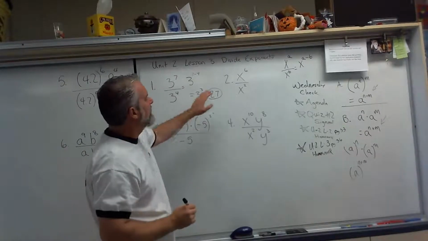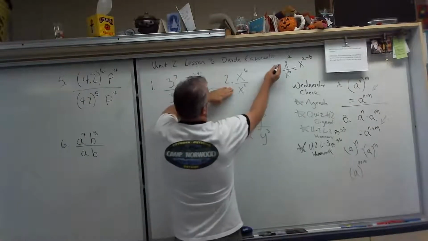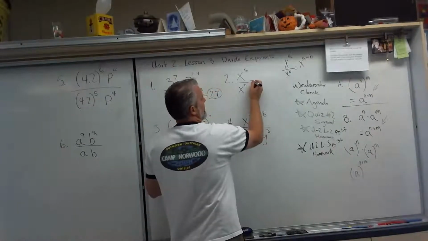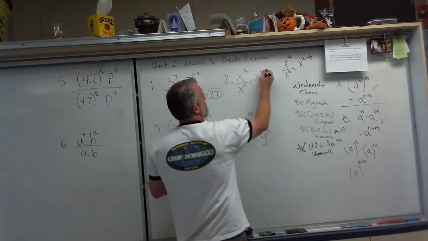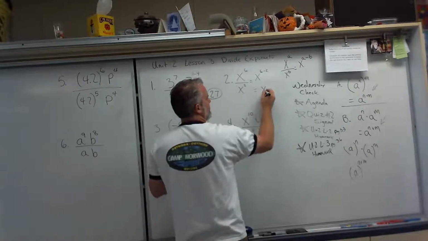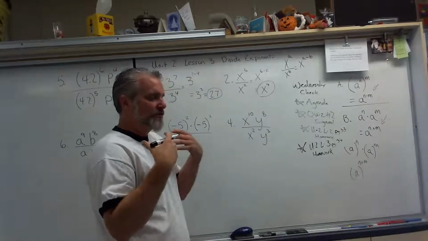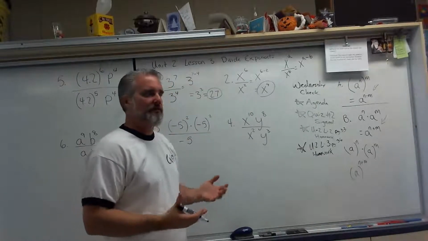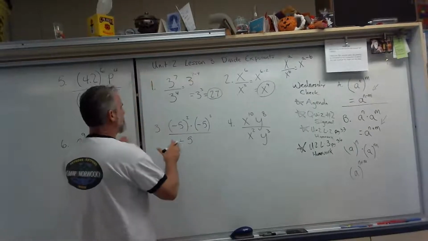Number 2, x to the 6th over x to the 2nd power. Looks just like our example over here for our formula. So it's going to be x to the 6 minus 2. 6 minus 2 is 4. So our answer is x to the 4th power. And there's nothing to change for standard form. So exponential form and standard form are the same in this instance.